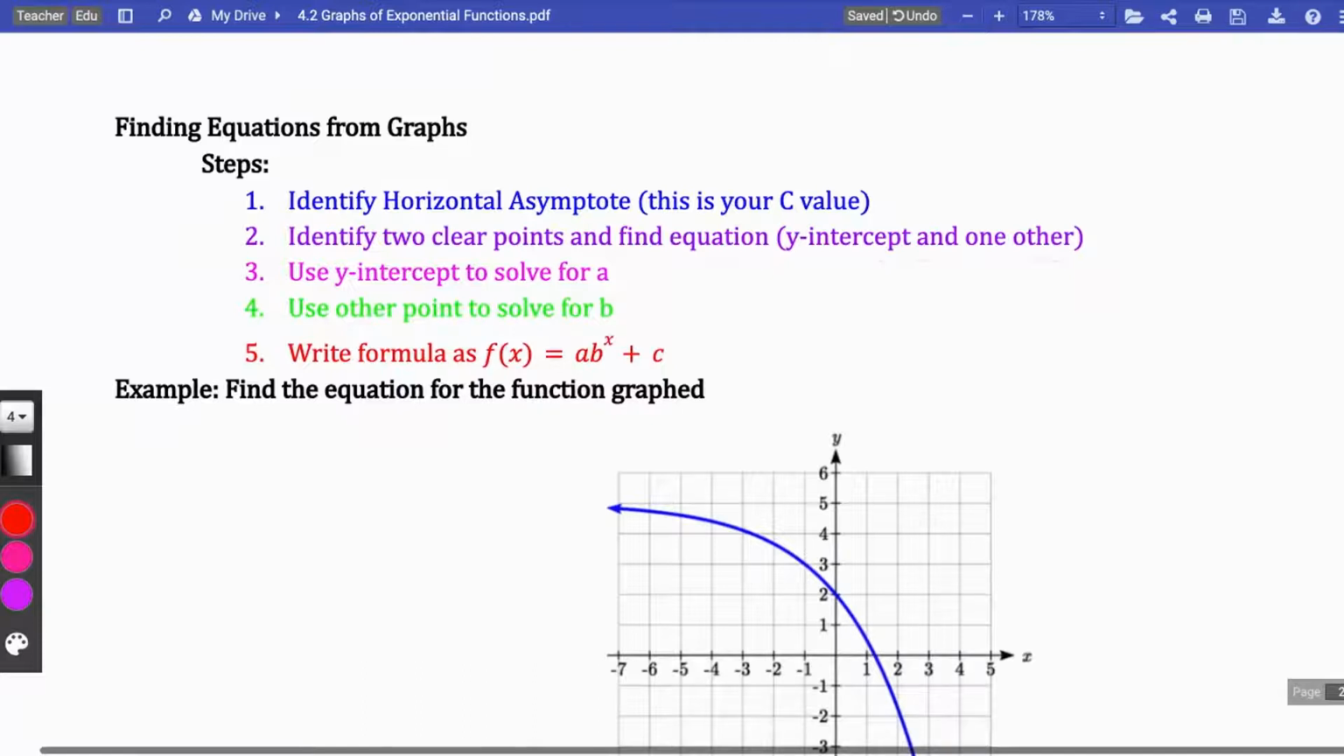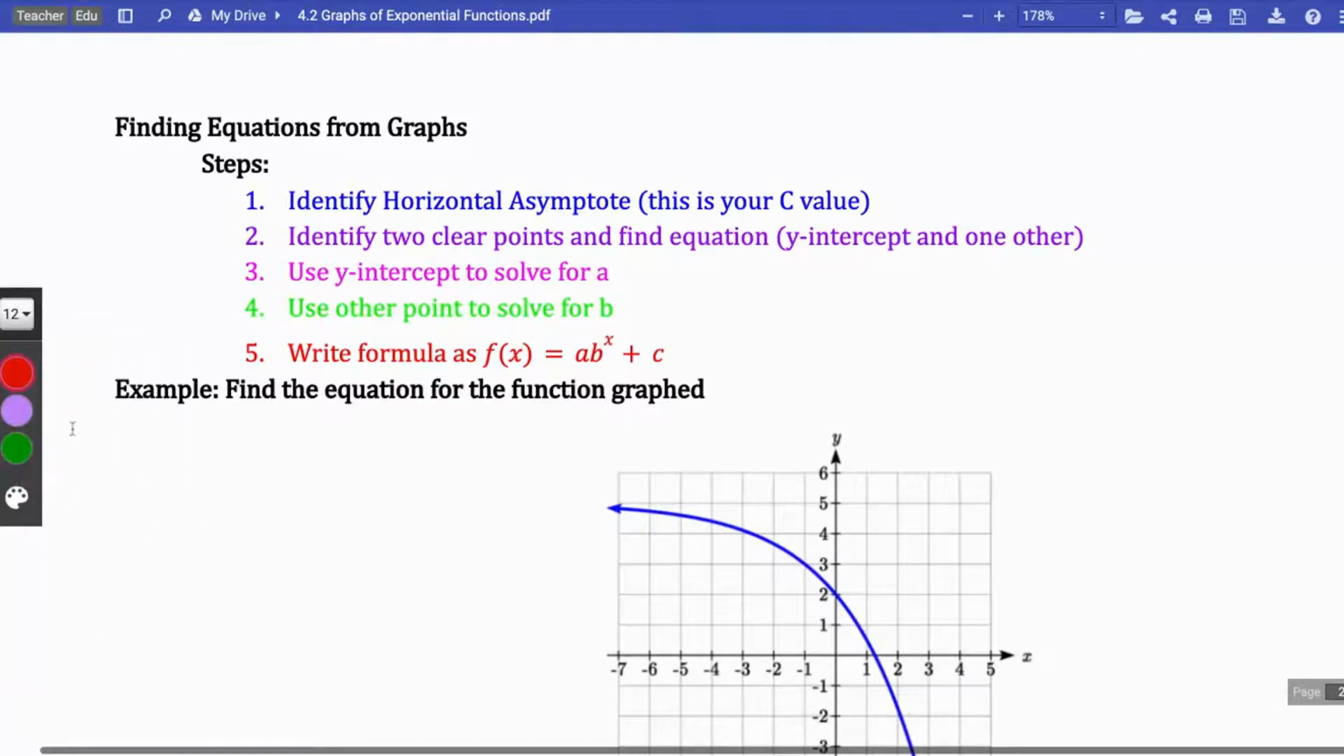All right, so the last thing that we need to do is find equations from the graph. So here we got some steps. The first step is to identify the horizontal asymptote. Remember, that's your C value. And then you're going to identify 2 clear points from the graph. The first one's going to be the y-intercept because that's just an easy one. And then one other point that you can see. Then you're going to use the y-intercept to solve for A. And then use the other point to solve for B. And then finally, write your formula. So let's start with that first step.